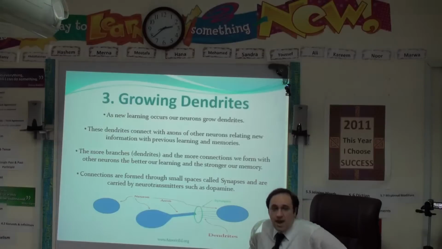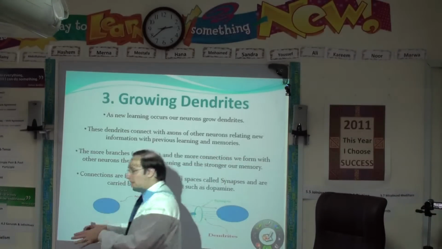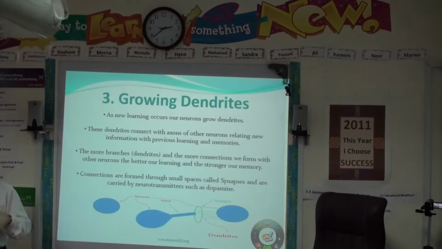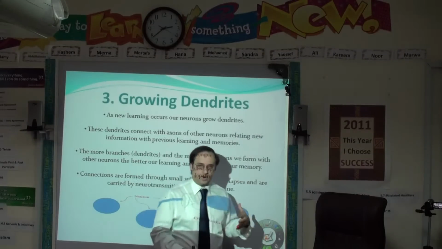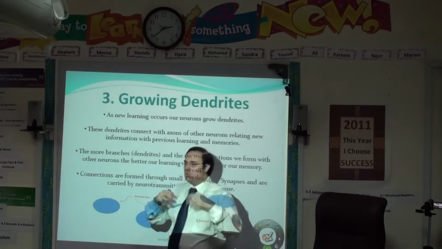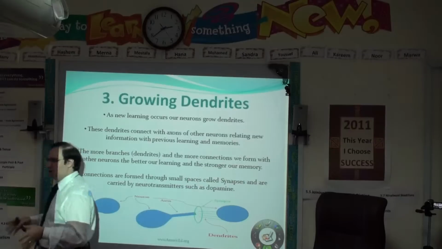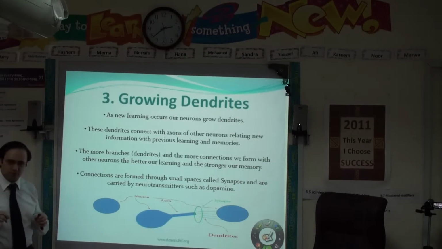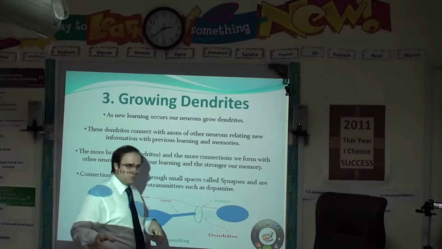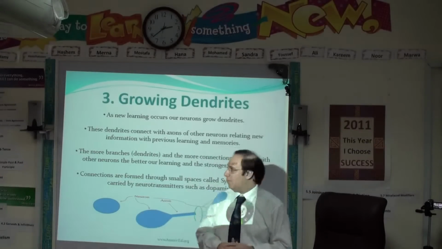Growing dendrites. Every neuron has an axon already, but not all neurons have as many dendrites as the others. What happens is that we grow dendrites. Our neurons actually grow dendrites as we learn. Right now, as you are learning, there are little dendrites growing inside your brains, forming connections to other neurons, and therefore forming learning or memory.